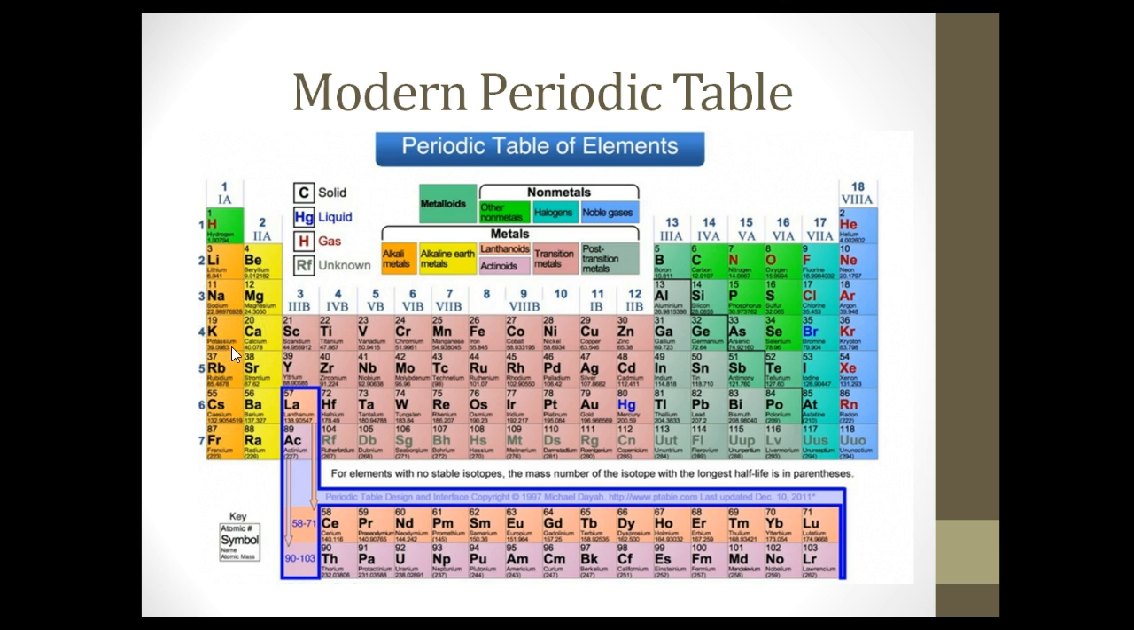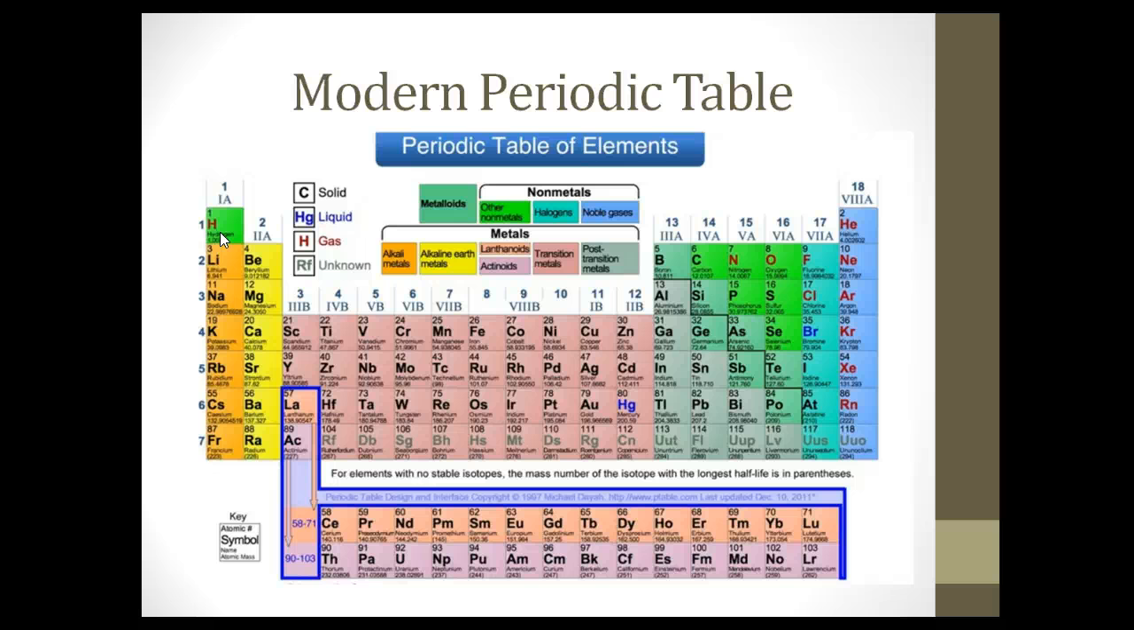For Dmitry Mendeleev's table, we have those missing elements filled in. Gallium, germanium, tellurium, and iodine are in the correct order. But instead of organizing it by average atomic mass, we do it by atomic number, which is the same thing as the number of protons.